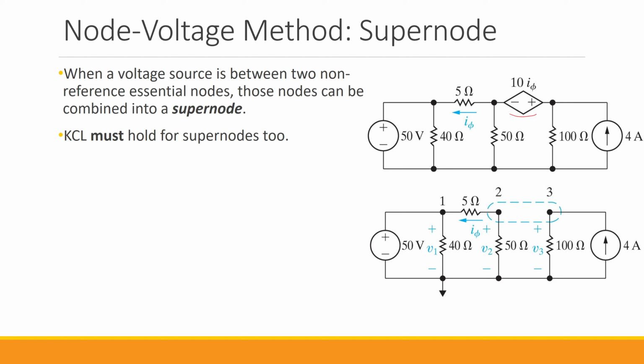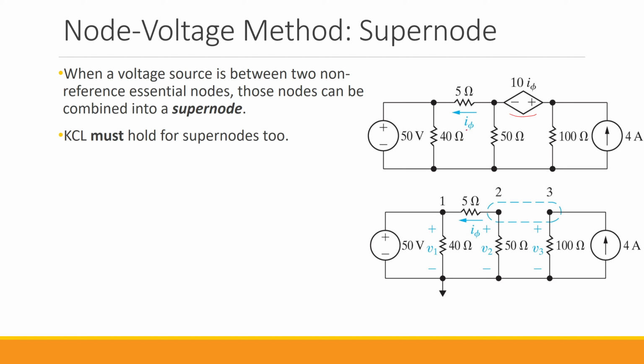For the previous case, the voltage source was between the reference and another essential node. But here we have a voltage source that is between two non-reference essential nodes. So how can we solve this special case? Let's take a look at this circuit first and go through the steps one by one.